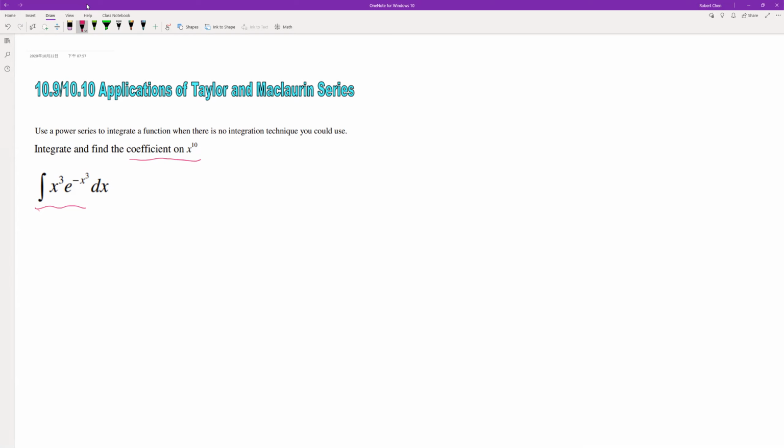First, x cubed. Well, x cubed itself is a polynomial, so there's not really a power series representation for that. It's just x cubed. So we need to worry about e to the negative x to the third power. We want a power series for this. Let's start with a simple one, e to the x.